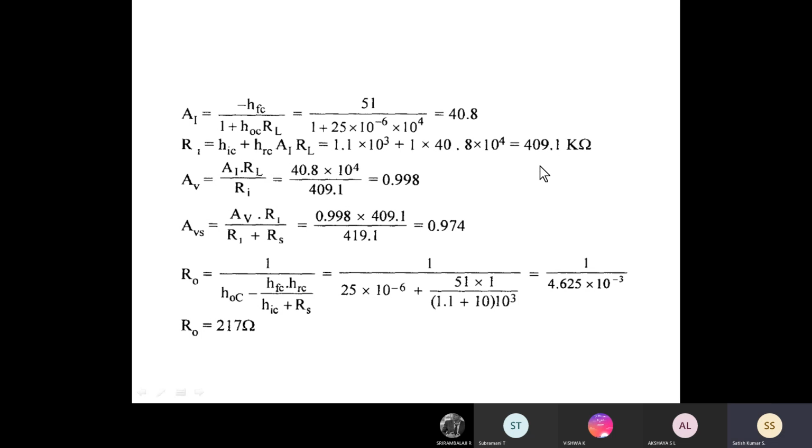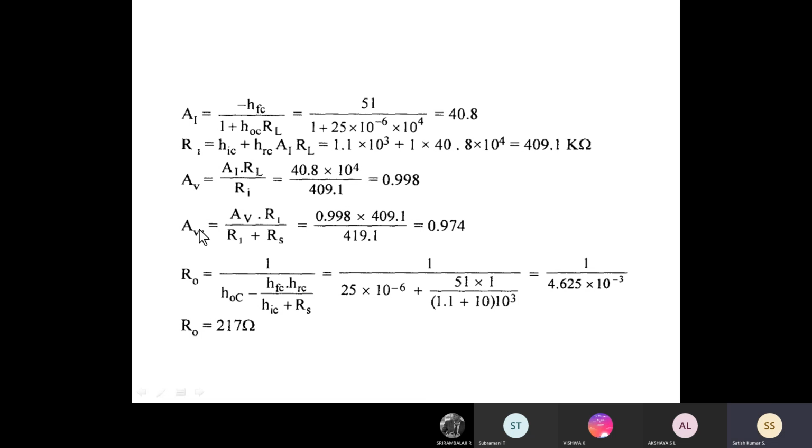Input resistance is different from RS, the source resistance. Please remember that. So we are getting the value 409.1 kilo ohm. Then I am ready to calculate the voltage gain with the help of the current gain value: current gain times RL, load resistance, divided by Ri, input resistance. Load resistance is 10 to the power 4, and input resistance is 409.1. You'll get a voltage gain of 0.998.